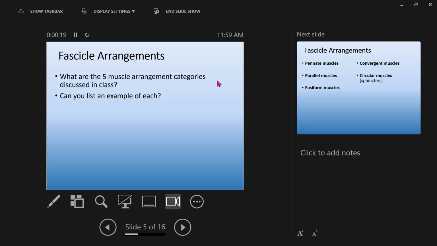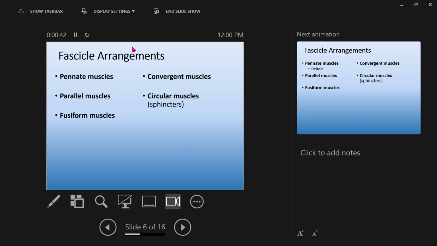All right, can anyone give me a name of one of those fascicle arrangements? Pennate? Yep, pennate's one of them. Parallel. Parallel, we've got another category. 3 more. Convergent, and circular, yes. That is exactly the order I listed of them. I'm assuming you're looking at your notes. That's perfectly fine. So for each of these, what is the overall structure?